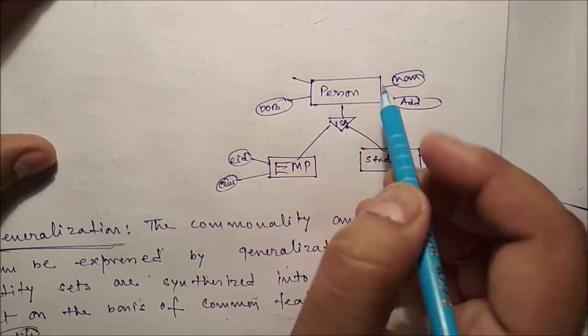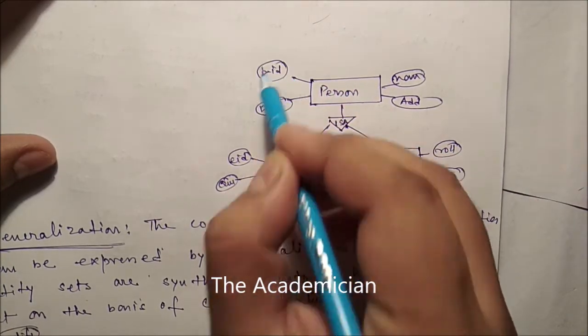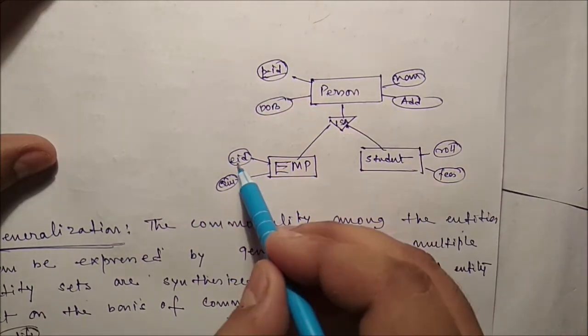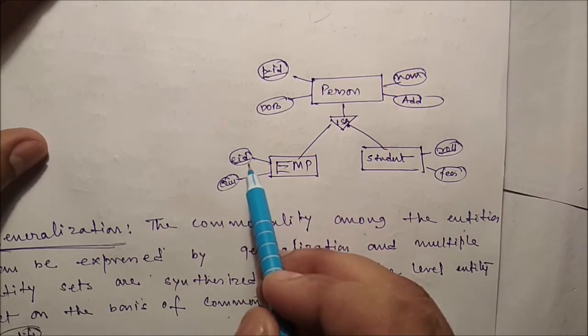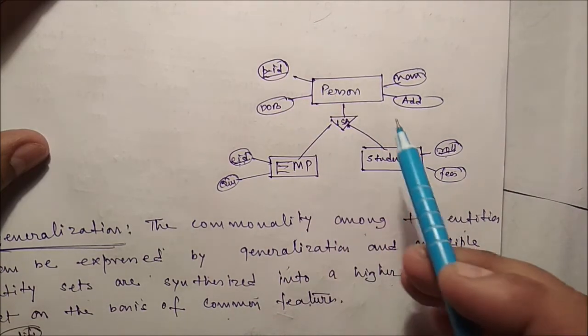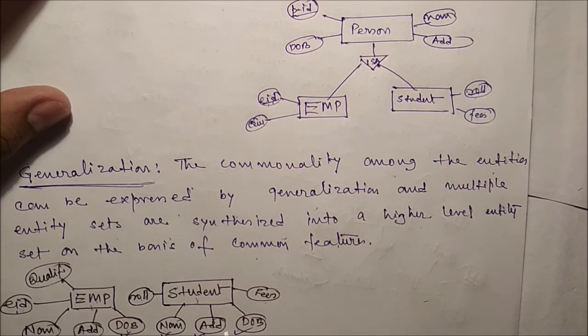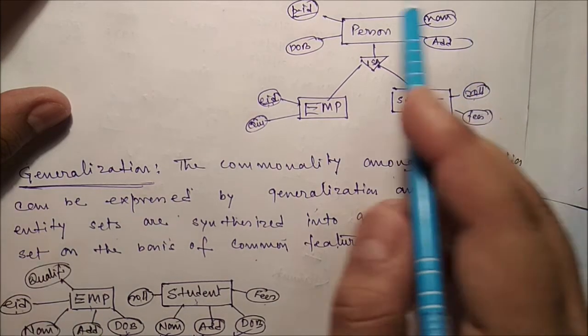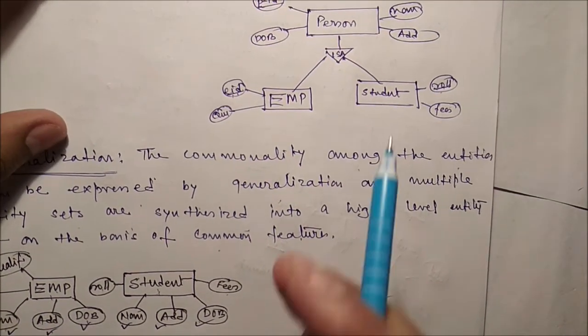Definitely if it is a table, there must be one primary key. Say we can write person ID. So person ID is a primary key, employee ID is a primary key and roll number is a primary key. So employee ID is a primary key as well as foreign key. Roll number is a primary key as well as foreign key. That means here what we are doing, we identify the commonality among the entity sets, and then define the higher level entity set based on the commonality. So that means here 3 tables are there.